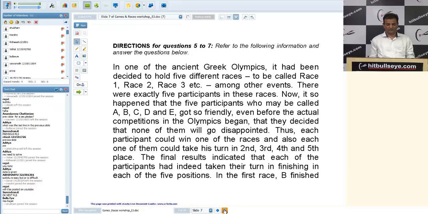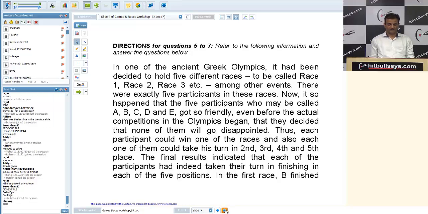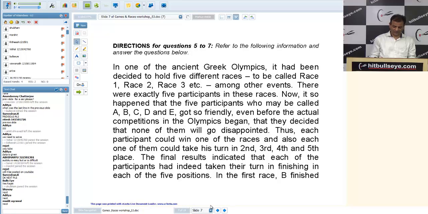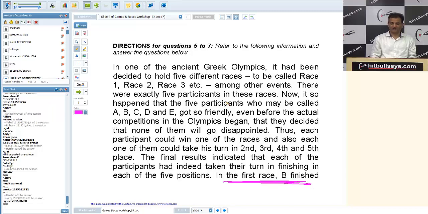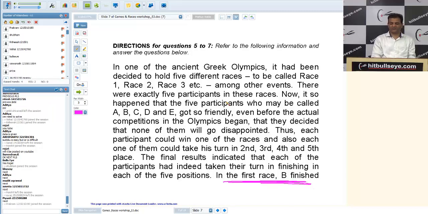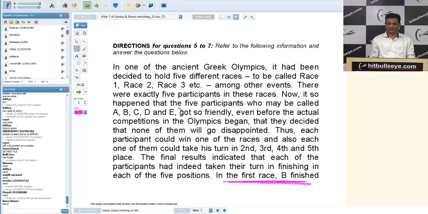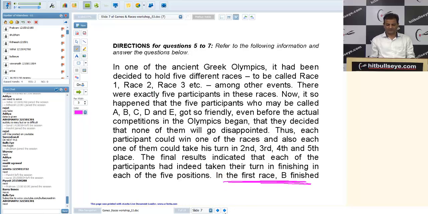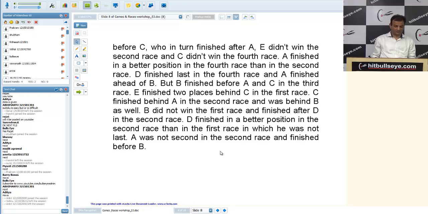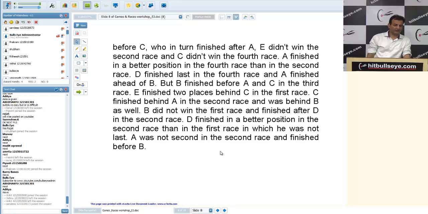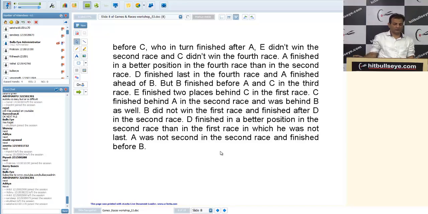Okay, now the main data, the main game is from here, in the first race, because till here only the story is there. Everyone has to come at least one place. 1, 2, 3, 4 and 5. The first race. Now if you make the table and fix all the things, then 3-4 questions you can do easily.